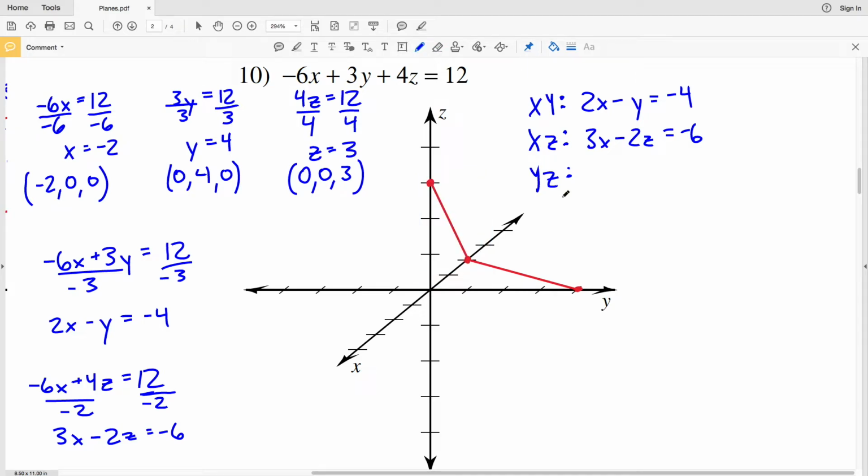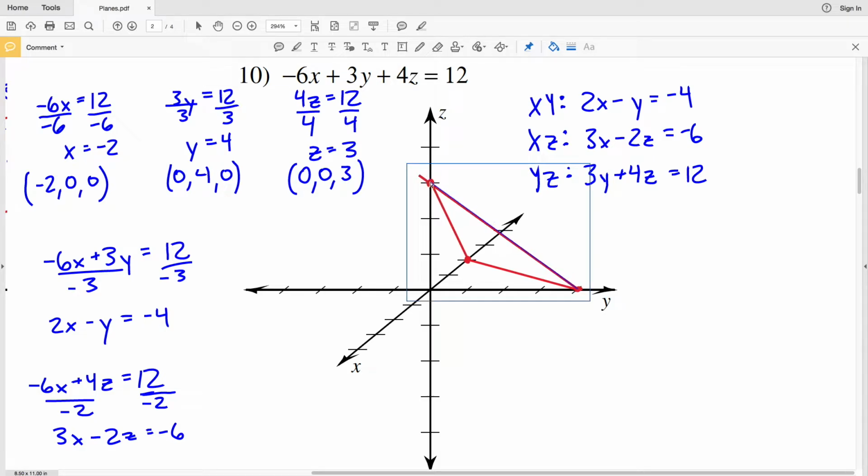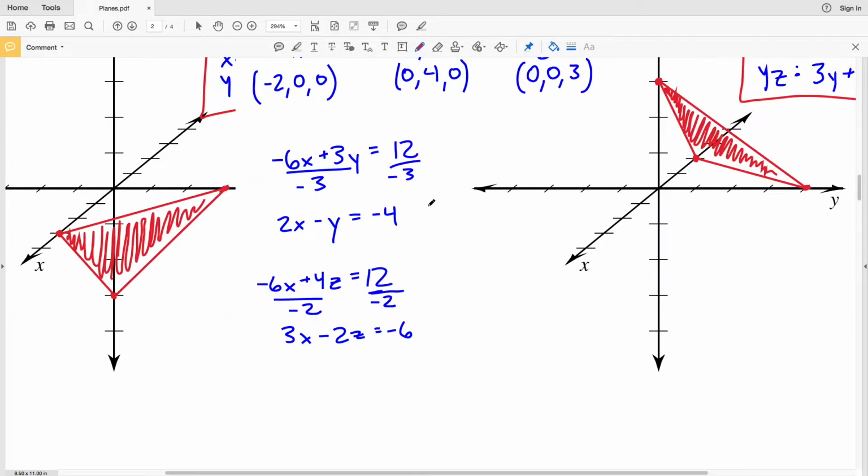And then lastly, my trace yz, that occurs when x is equal to 0, which is 3y plus 4z equal to 12. And those do not have a common factor, so my trace is 3y plus 4z equal to a positive 12. So I'll go ahead and draw my trace from the z-intercept to the y-intercept, or vice versa, y-intercept to the z-intercept, and then shade in my plane to finish my answer. So there's my sketched plane with my traces. Let's continue on to number 11.